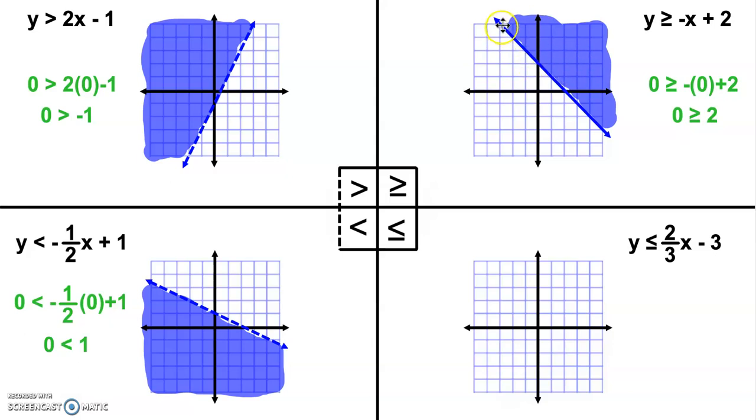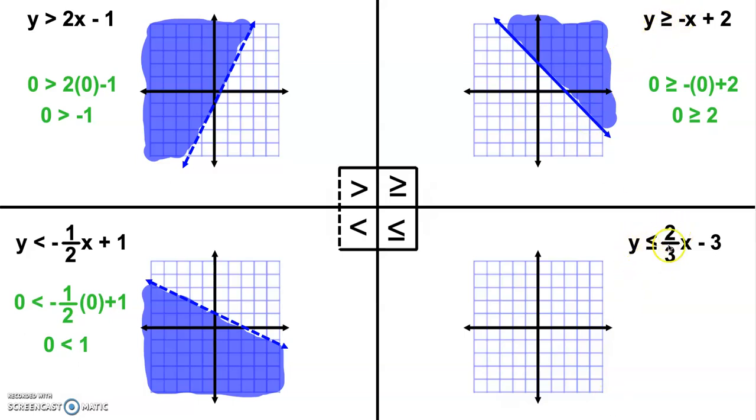Now notice here that the line is solid. The line is solid here because if we plugged in a point on our line, we would get a true statement because we have that equal to. So for example, if we plugged in (0, 2), we would get that 0 is greater than or equal to 0. Well, that's a true statement. 0 is equal to 0. So that's when we change to that solid line, when we have that equal to.